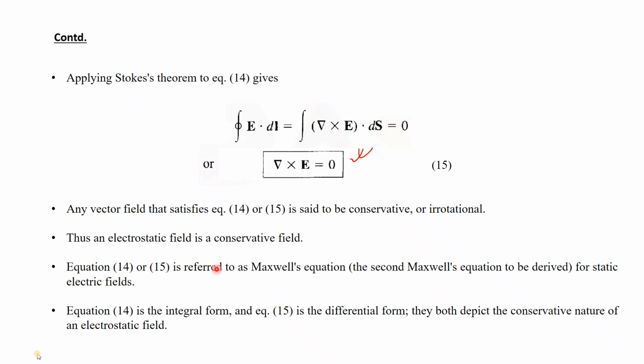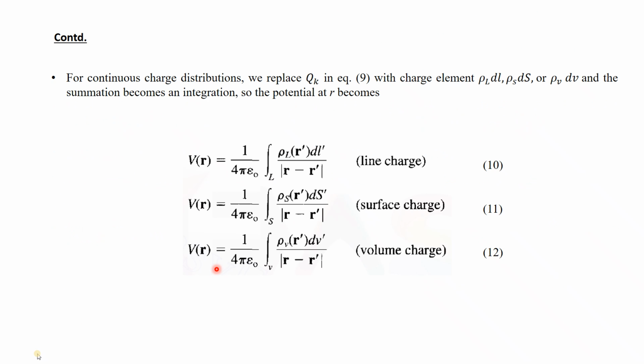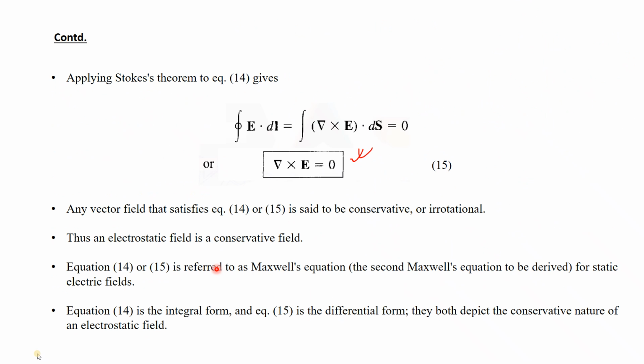So the first Maxwell's equation we have seen previously, in Gauss law. That is the divergence of E. The divergence of rho v is 0. If you can remember, divergence of volume charge density is 0, which we have obtained from that Gauss law.